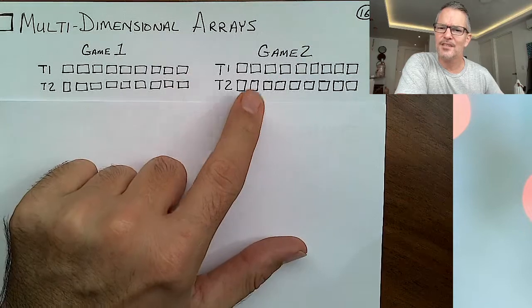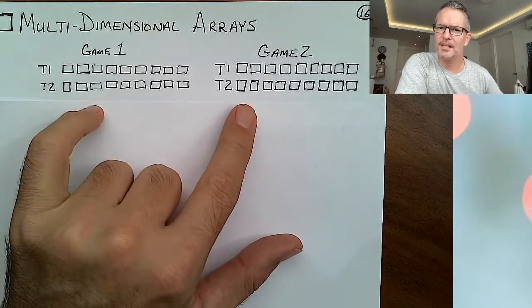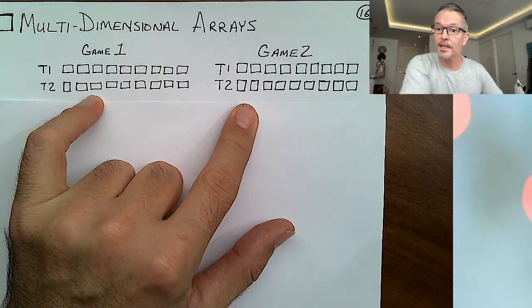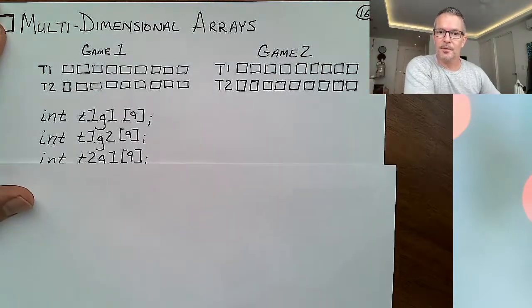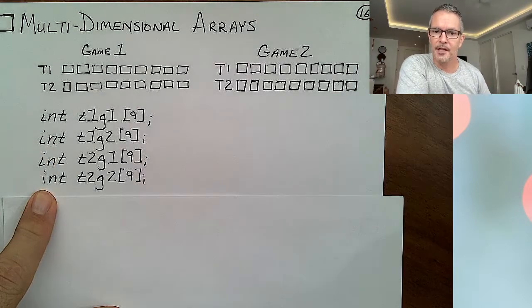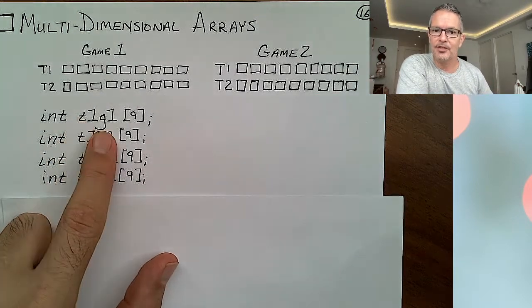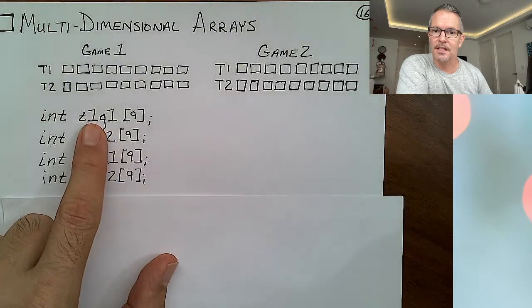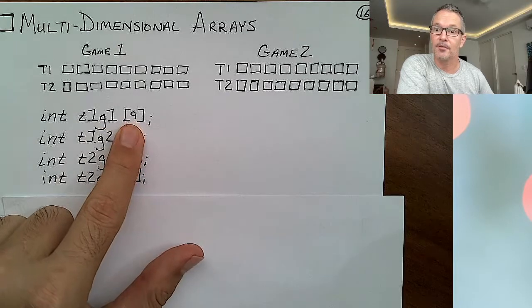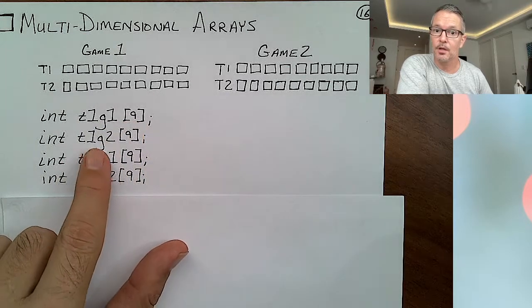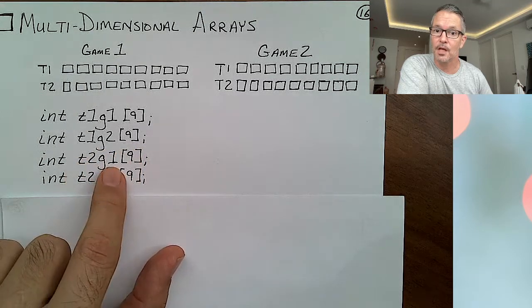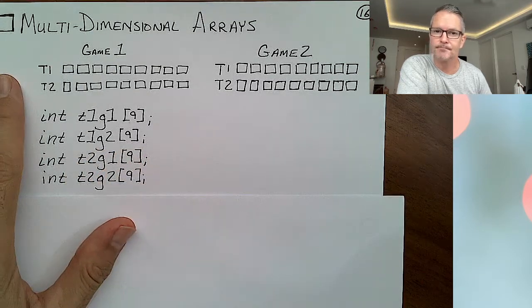But what if we had 2 games? If we needed to keep track of 2 games that were going to occur, say, over the course of a weekend? Well, with the tools we have today, we'd need to define 4 arrays. And we could name each array based on the team and the game. So team 1, game 1, an array of 9 integers. Team 1, game 2, an array of 9 integers. Team 2, game 1, etc.